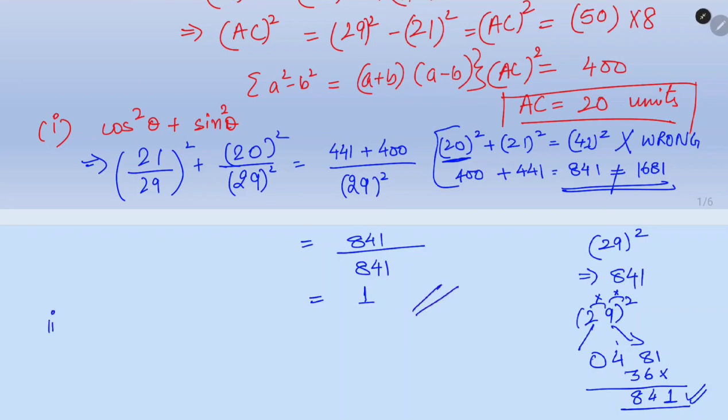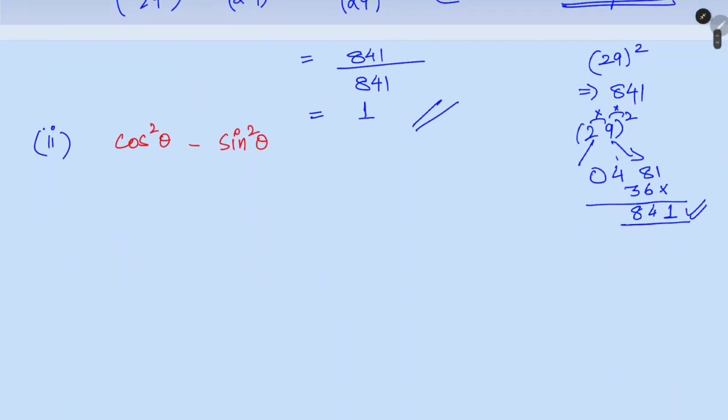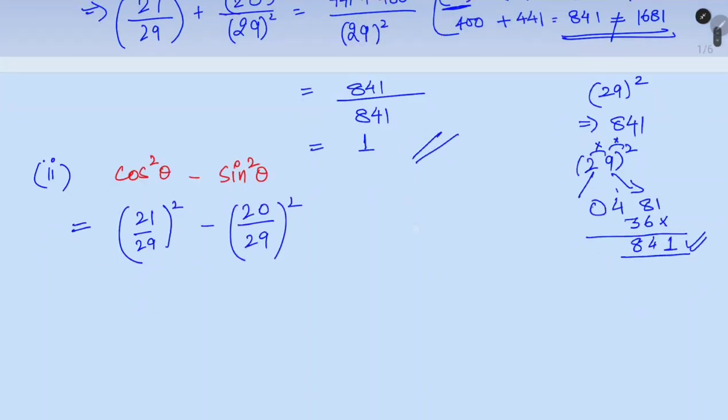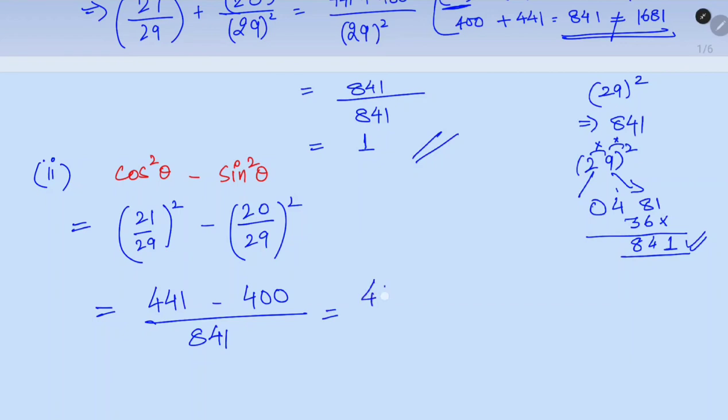And for the second, it is given cos square theta minus sin square theta. We have already found 21 upon 29 whole square minus 20 by 29 whole square, which is equal to 441 minus 400 divided by 841, which is equal to 41 divided by 841. So this is the answer for the second part.